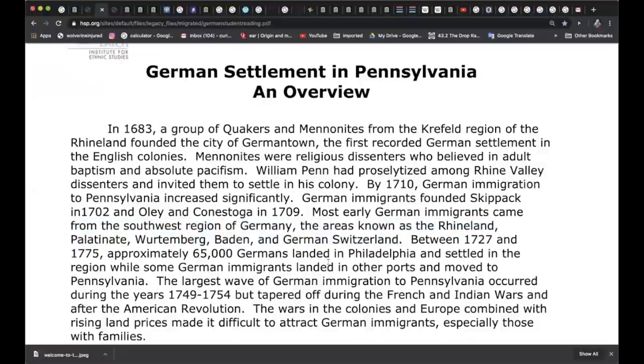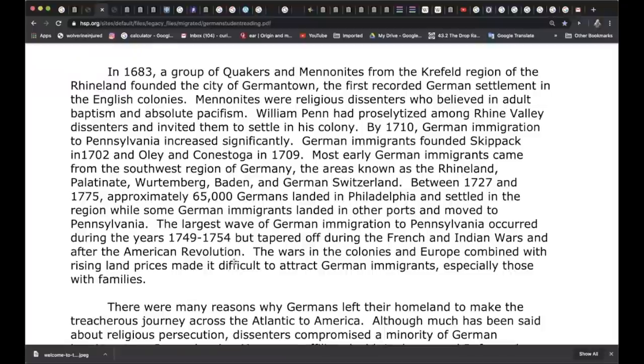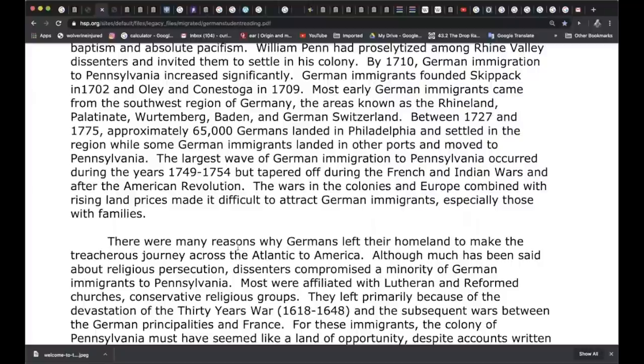Between 1727 and 1775, approximately 65,000 Germans landed in Philadelphia and settled in the region, while some German immigrants landed in other ports and moved to Pennsylvania. The largest wave of German immigration to Pennsylvania occurred during the years 1749-1754, but tapered off during the French and Indian Wars and after the American Revolution. The wars in the colonies and in Europe, combined with the rise in land prices, made it difficult to attract German immigrants, especially those with families.